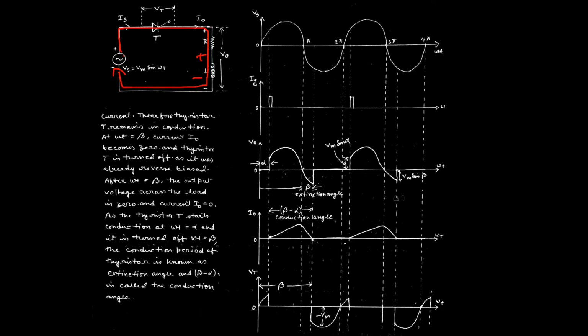Based on this inductor property, when the supply voltage goes negative after pi, or after 180 degrees, the inductor polarity has changed. Then this side of the inductor will be positive and that side will be negative. The inductor then tries to discharge from this part to this part, in this way.